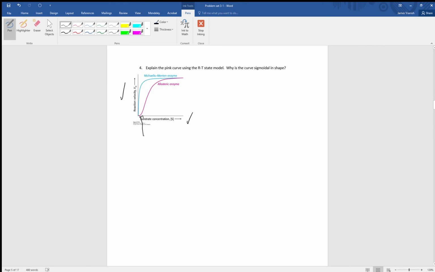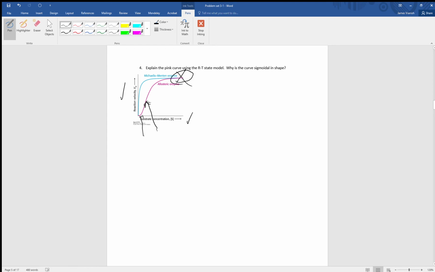Well, at the very beginning, we're adding in substrate, but the reaction velocity isn't going up very much. But then we reach a certain point where, as we keep adding in substrate, the velocity starts to increase dramatically before it again saturates and levels off.